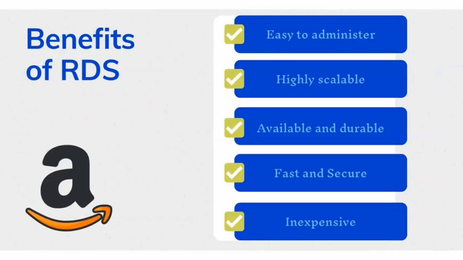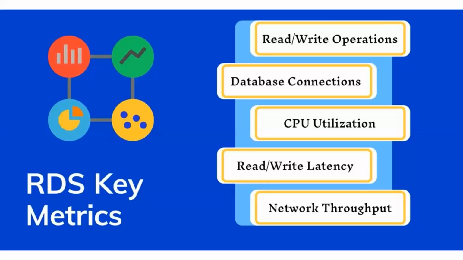And the benefits of RDS: it is easy and scalable. We don't have to worry about scalability, availability, durability. It's fast and secure, and it's very inexpensive compared to the original license. Some of the key metrics we might be interested in are read-write operations, database connections, CPU utilization, read-write latency, and network throughput. Generally, these are the kinds of metrics that we are interested in from an individual EC2 standpoint also.